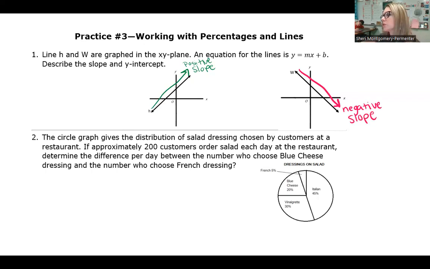Which letter do we use to describe slope? M. So over here, M is slope. So when we talk about slope for both of them, for the M, if it is positive, that means that it is bigger than 0. And if your slope is negative, it means that you are less than 0.